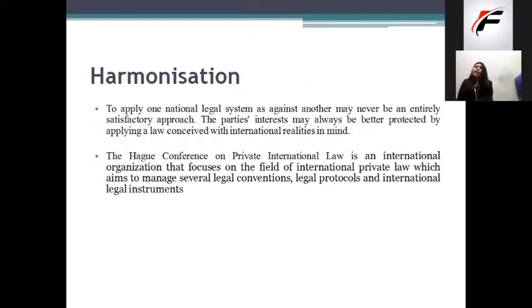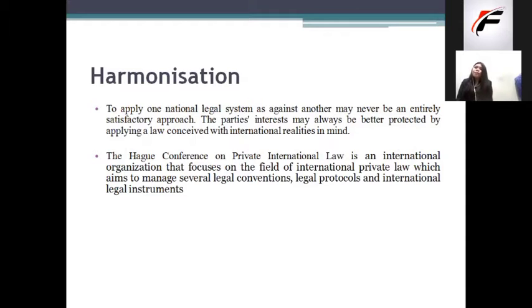So next is harmonization. Like I said before, countries have different laws, so we have to harmonize. To apply one national legal system as against another may never be an entirely satisfactory approach. The party interests may always be better protected by applying a law consistent with international reality in mind.